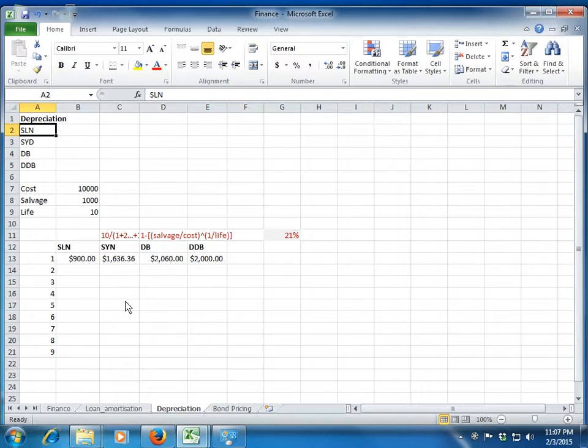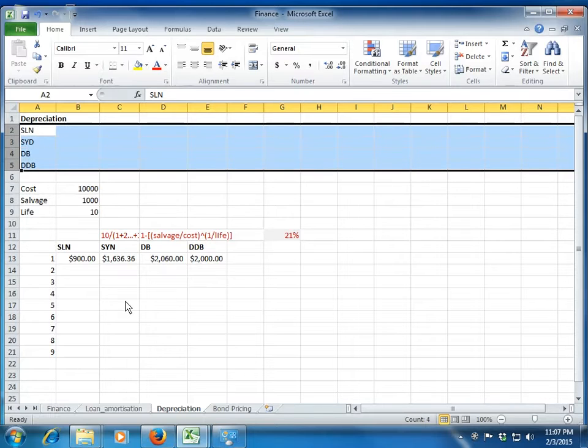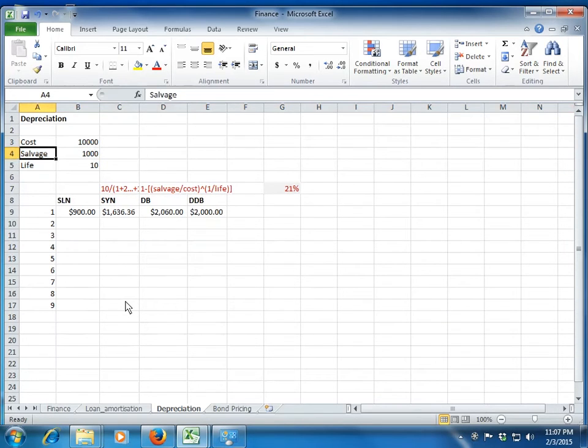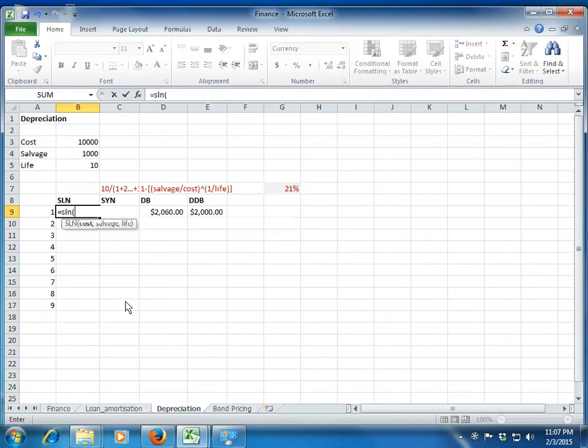Again, we know that there are 3-4 methods for calculating depreciation. Let me explain them one by one. The first one is the straight line method. Straight line method, as we know, is a fixed amount of depreciation every year, based on the original cost of the asset minus the salvage value. Excel has an inbuilt function called SLN.